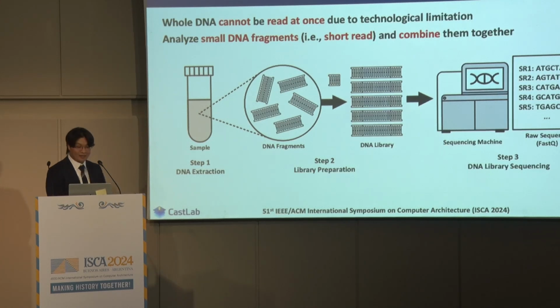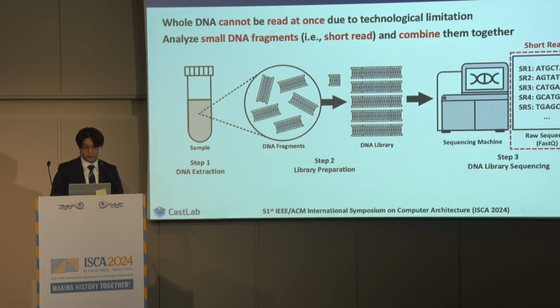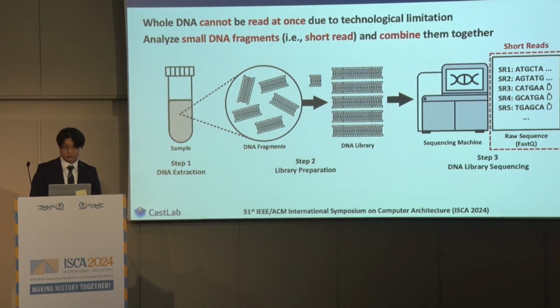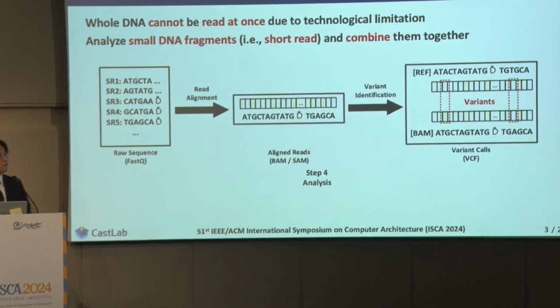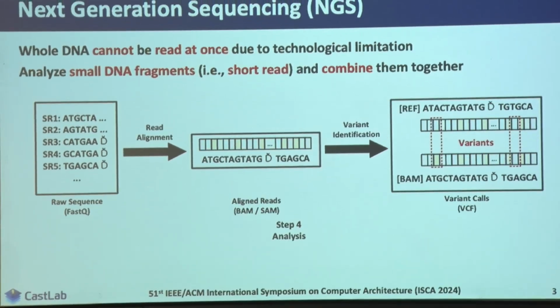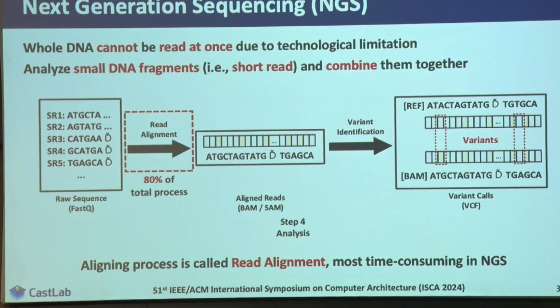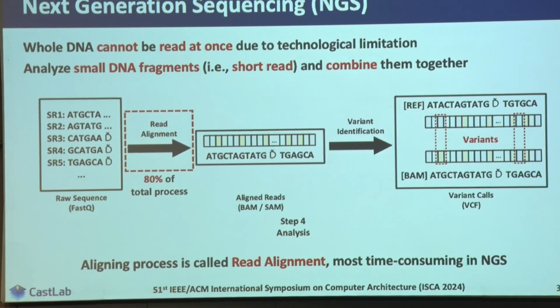But unfortunately, DNA cannot be read at once for analysis. So in next generation sequencing, or NGS, it tries to first analyze small DNA fragments and then combine them for more information. These small DNA fragments here are called short reads. We have to align these short reads with certain conditions to get the reference DNA. This process is called read alignment, and this aligning process is the most time-consuming task in NGS, accounting for up to 80% of the total process.